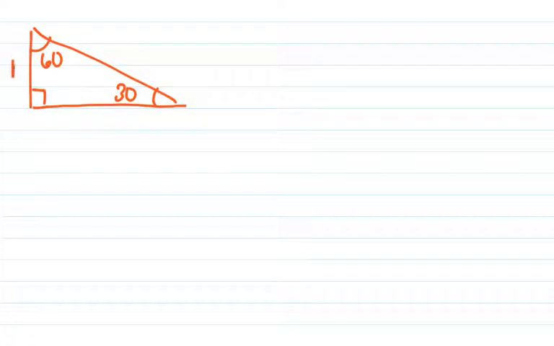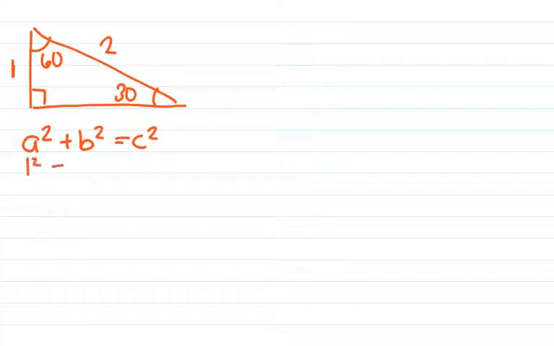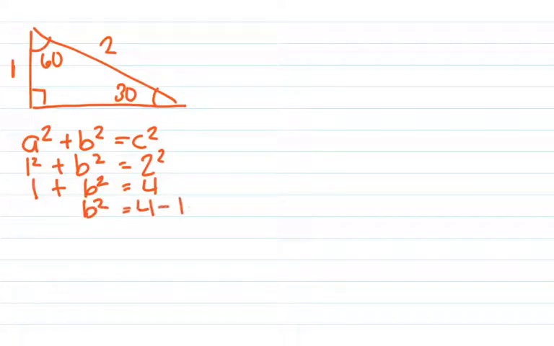So this one is 1, the hypotenuse is 2, and then to calculate the third side length, we can use the Pythagorean theorem again. So a squared plus b squared equals c squared. This time we have a and c. So 1 squared plus b squared equals 2 squared. 1 plus b squared equals 4. B squared equals 4 minus 1. B squared equals 3. Take the square root of both sides. B equals root 3. So this side length here is root 3.